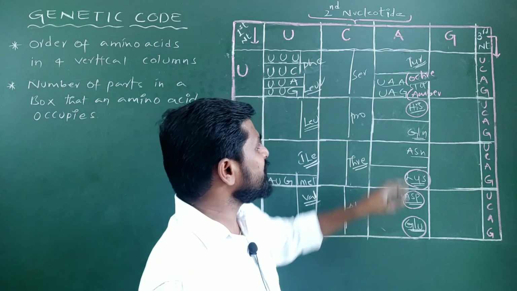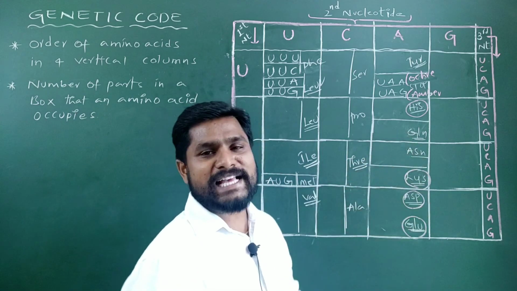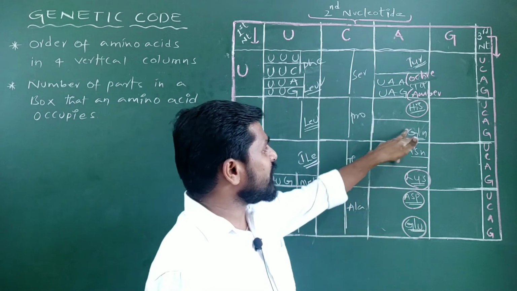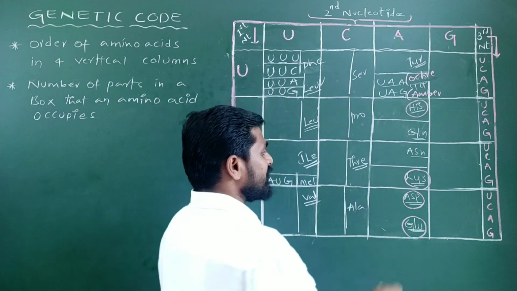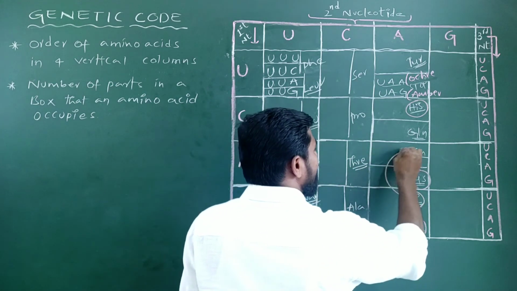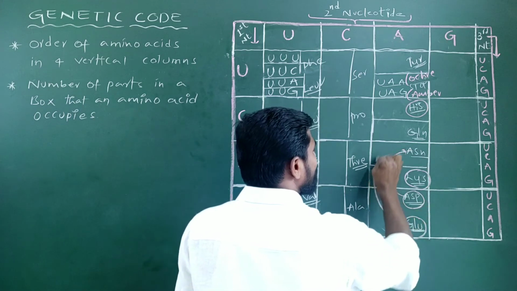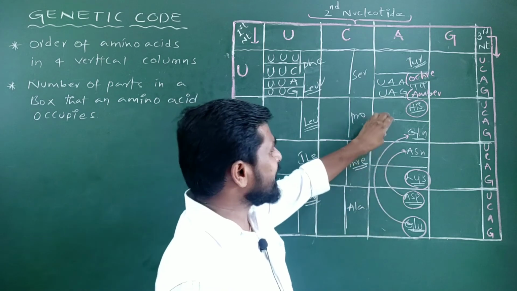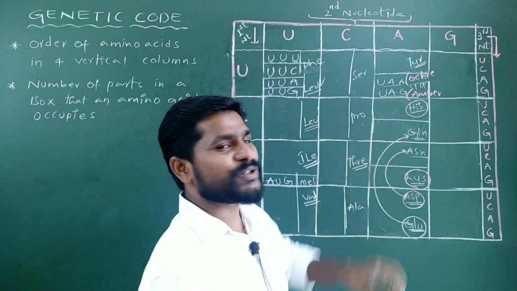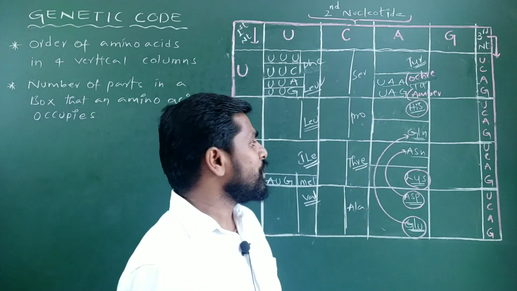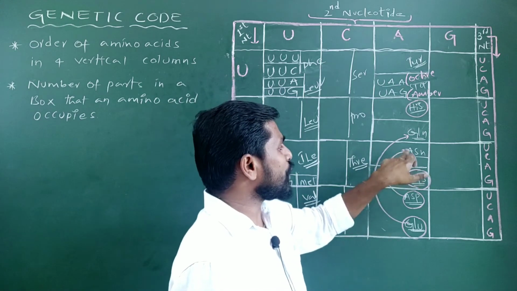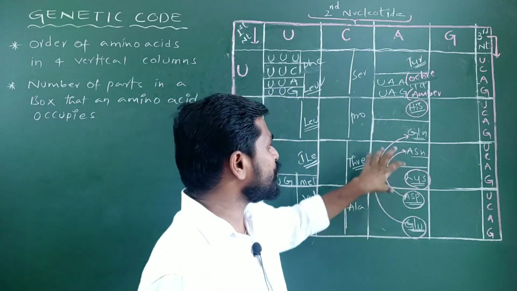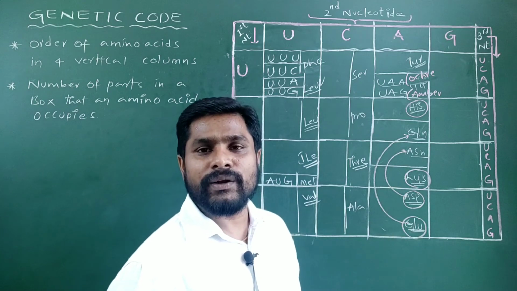Then what about glutamine and asparagine? Actually, glutamine and asparagine are the derivatives of glutamic acid and aspartic acid respectively. Glutamine occupies the second half of the second box of the third vertical column, whereas asparagine occupies the first half of the third box of the third vertical column.